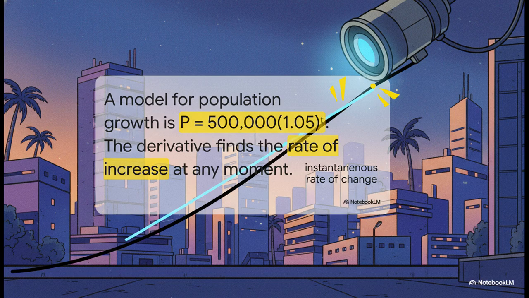Say this function models a community's population. It starts at 500,000 and grows at 5% a year. Now, before today, you could plug in a time like 10 years and find the population at that time. But now, with the tools you just learned, you can find the derivative. You can find the instantaneous rate of change. You can calculate exactly how fast the population is growing at any single moment. That is a whole new level of insight.